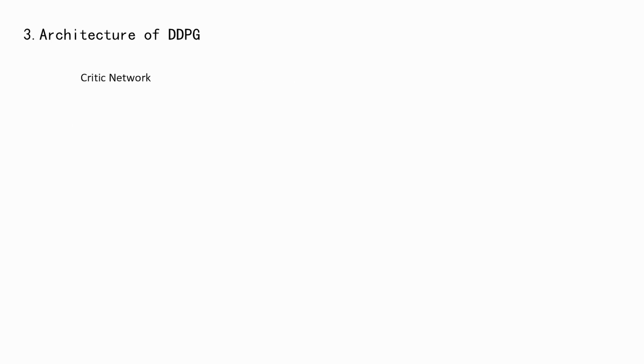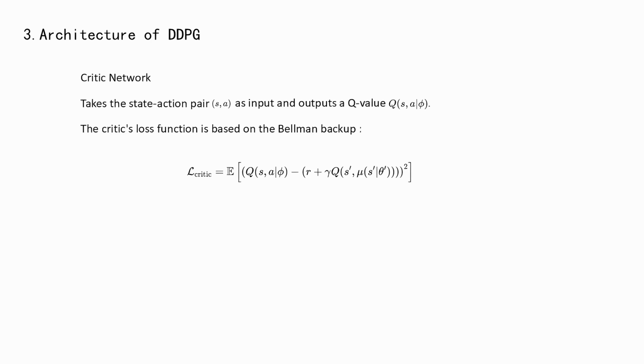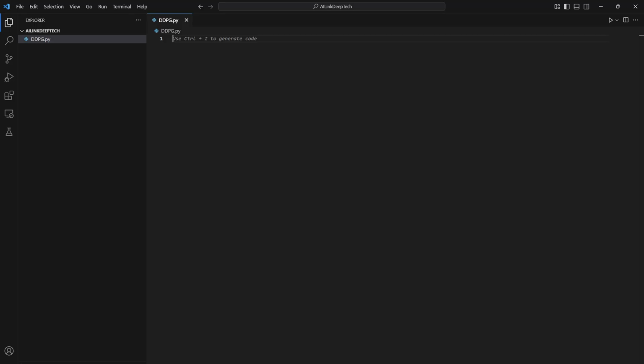The Critic network takes the state-action pair (s,a) as input and outputs a Q value. The critic's loss function is based on the Bellman backup as follows. Target networks. The target actor and target critic are updated using the soft update rule. Now we implement the DDPG code.